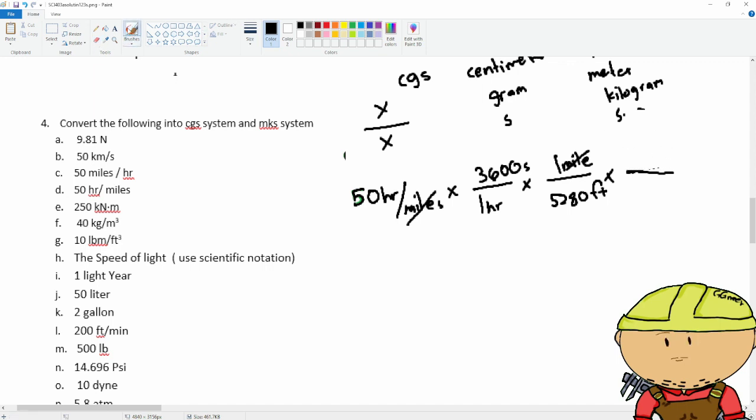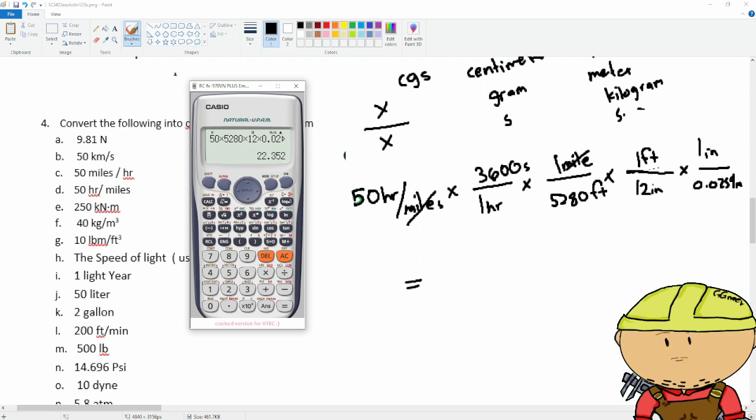Okay, let's finish this. 1 foot is 12 inches. Then 1 inch is 0.0254 meter. So what is the MKS? Use the calculator. 50 times 3,600 divided by 5,280 divided by 12 divided by 0.0254.